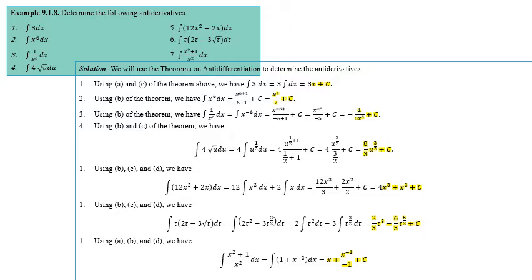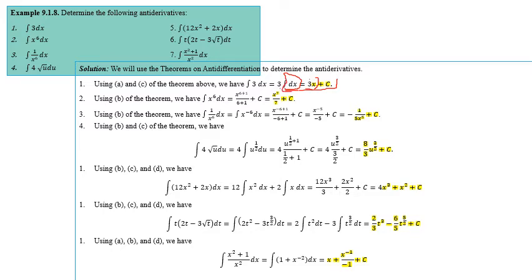Remember in theorem C, if there is a constant before or included in the integral, we can take it out of the integral sign. So we have 3, we took it out of the integral sign, and then the integral of dx. From theorem A on antidifferentiation, the integral of dx is x. So the integral of this is 3x plus c. Here, the function is 3 and the integral of dx comes from theorem A.